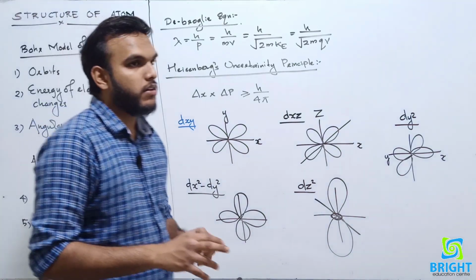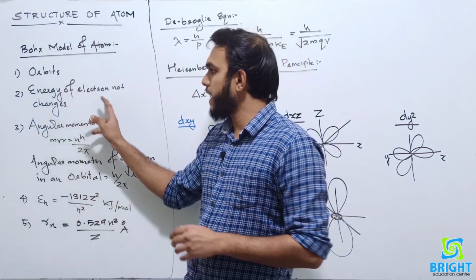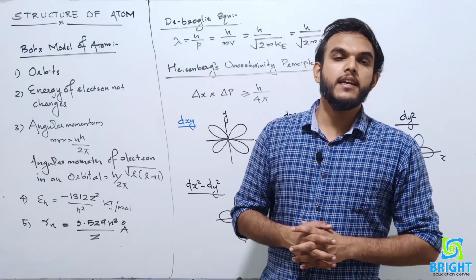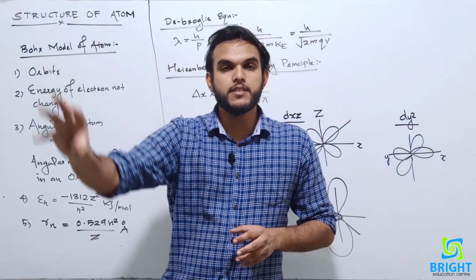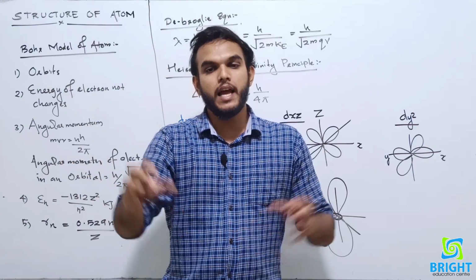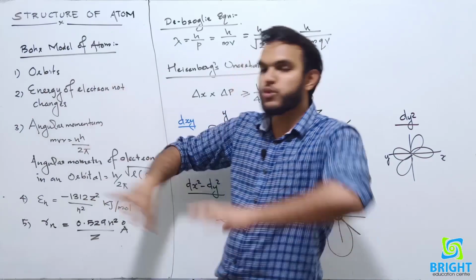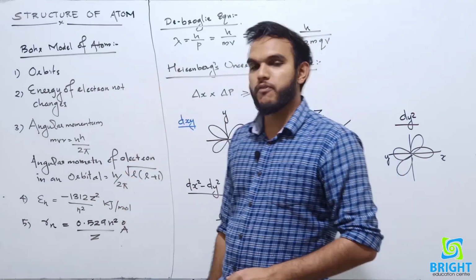The second point, he introduced that the energy of the electron does not change. According to James Clerk Maxwell, the energy would decrease by rotating around the orbital and the electron would finally collapse into the nucleus. But Bohr said that the energy of the electron does not change in the Bohr model of an atom.